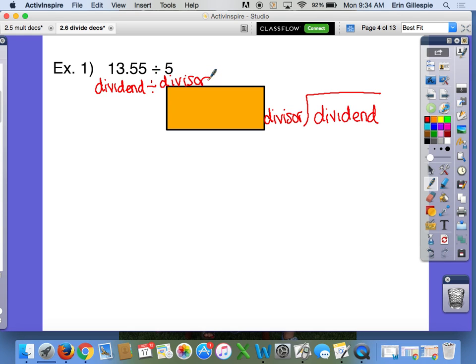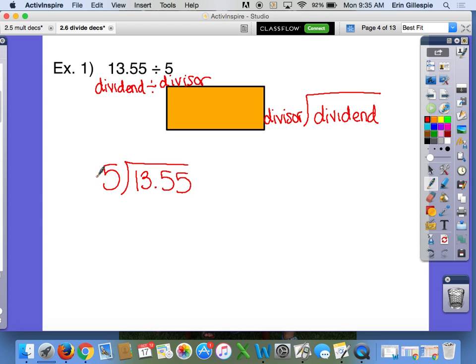Which means that when you go to set this up for long division, it's almost like it's written backwards. This is actually the number that goes underneath the long division sign. This is the number that goes outside the long division sign. So that means that 5 is actually the first number that you write. And that 13 and 55/100ths is actually the second number that you write. So that's the first thing you need to remember for these long division problems. With decimal division, the divisor, so this number out here, has to be a whole number. If it's not, you need to fix that.